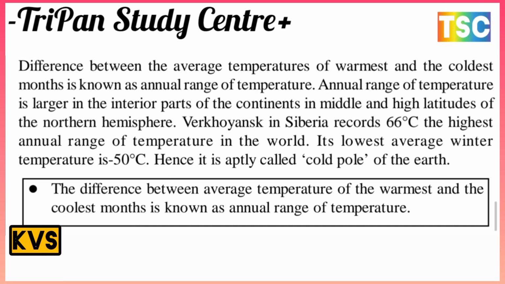Annual range of temperature is larger in the interior part of the continent, in the middle and high latitudes of the northern hemisphere. Verkhoyansk in Siberia records a 66 Celsius range, the very highest annual range of temperature in the world. The lowest average winter temperature is minus 50 Celsius. Hence, it is apt to call it the cold pole of the earth. Minus 50 Celsius is a very low temperature and 66 Celsius is the highest range.